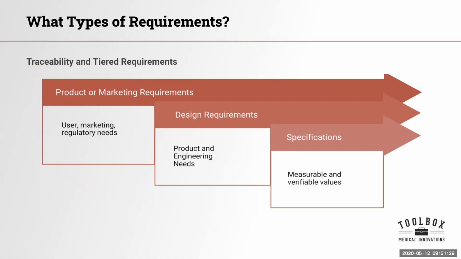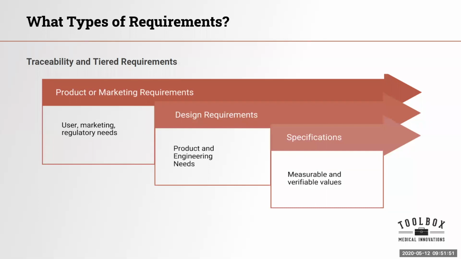As we start collating and collecting all these requirements, right now we've been focusing on the product requirements, user, marketing, regulatory needs, the user related activities. But you really want to start thinking about how you collate all this information. And there's multiple tiers in a requirements document, as you can see here.